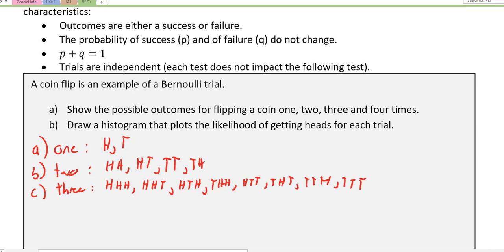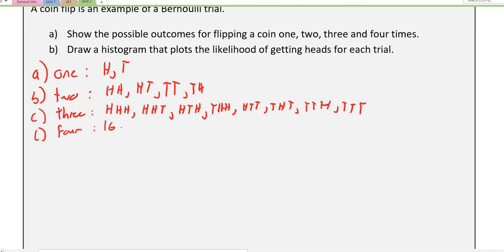Anyone want to guess what 4 flips will have? 16. I'm not going to write them all out for this one. Because for the next one we're going to draw a histogram, so we're going to talk about each one in depth. So 16 ways. We could sit there and list them all out, but it's kind of a waste of time.